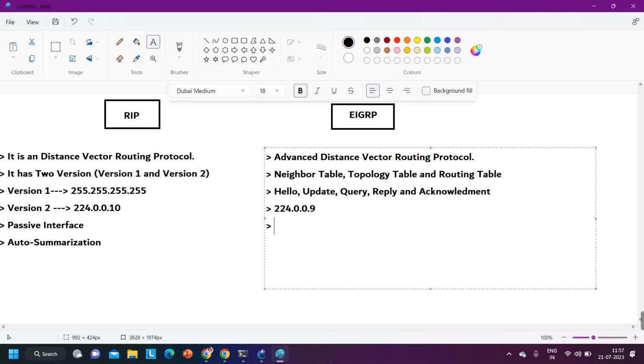After that, what is the concept of EIGRP apart from this? There is the concept of passive interface again. Then we have the concept of automatic summarization, auto summary, and manual summarization as well.